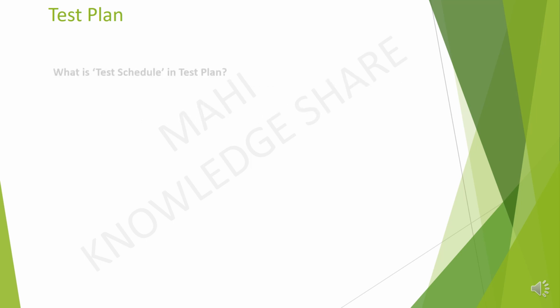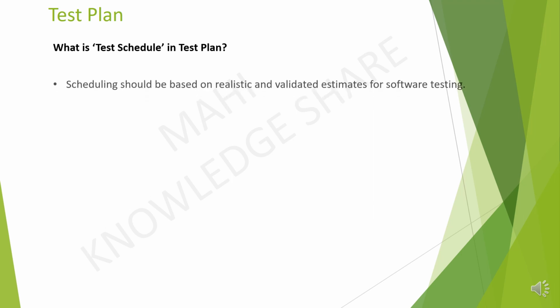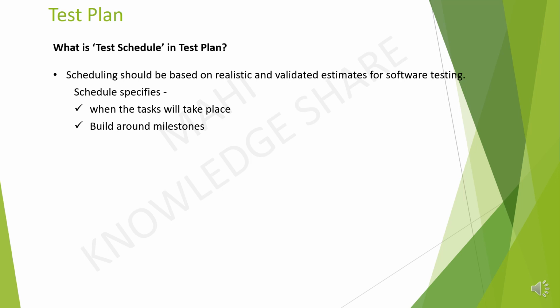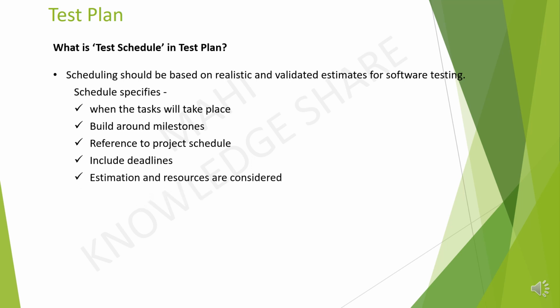Test schedule section in test plan document. Scheduling should be based on realistic and validated estimates for software testing. Schedule specifies when the task will take place. Schedule specifies the build around milestones. Schedule specifies the reference to project schedule. It includes deadlines and estimation, and resources are considered during test scheduling.